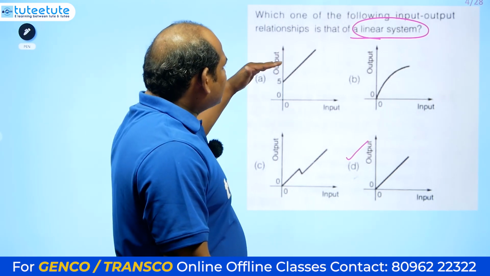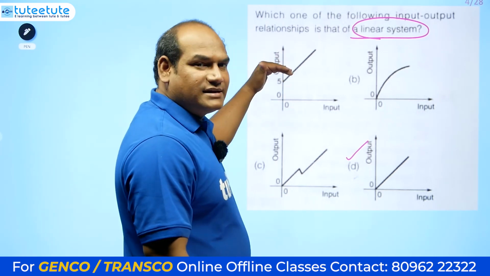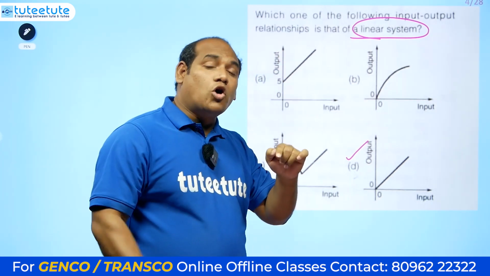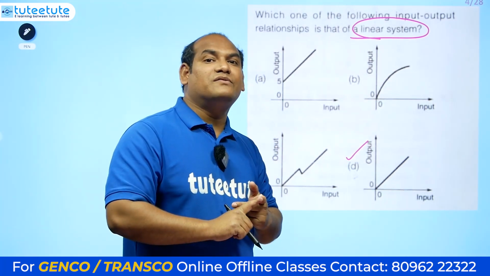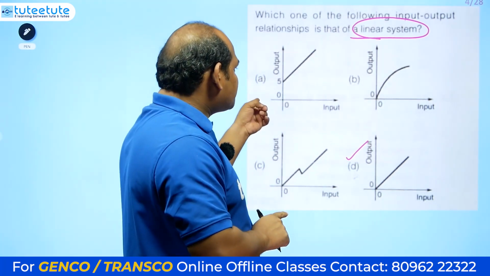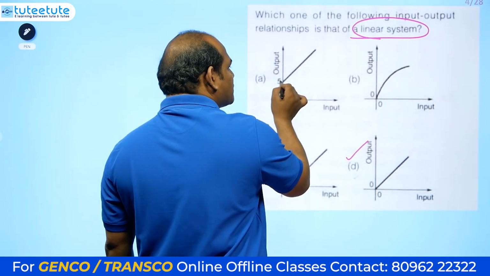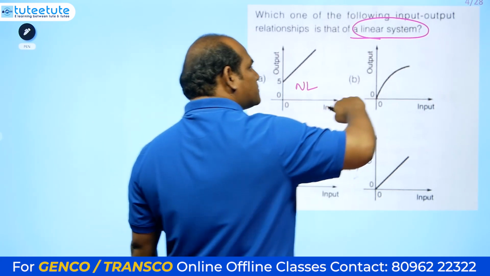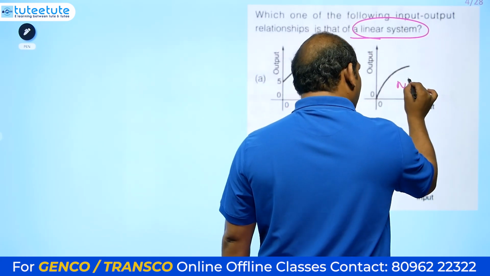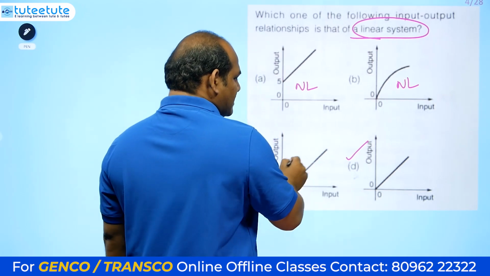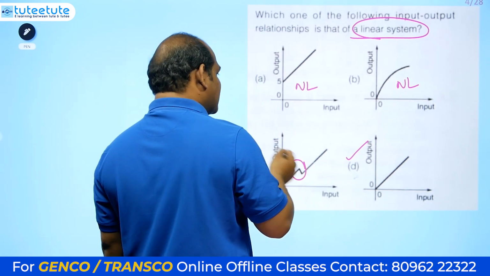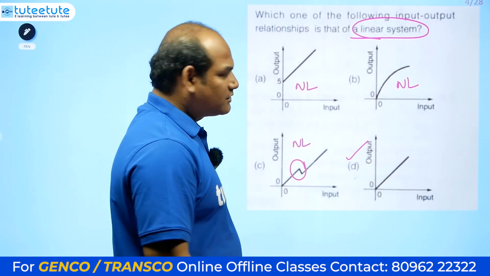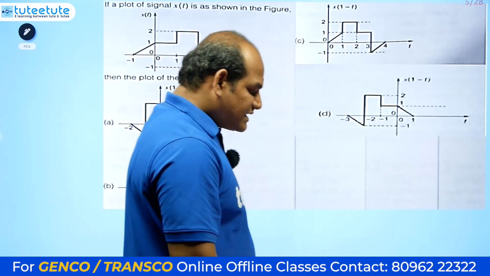Here, for the linearity, some DC value is added. That's why the curve is shifted. If input is 0, output must be 0. That is also one of the criteria of a linear system. But in option A, even though input is 0, some output is coming. So it is non-linear. Here it is an exponentially increasing signal, so it is non-linear. Here you observe some discontinuity, so it is also non-linear. And option 4, as I already told, is linear. Now we'll see the next question.